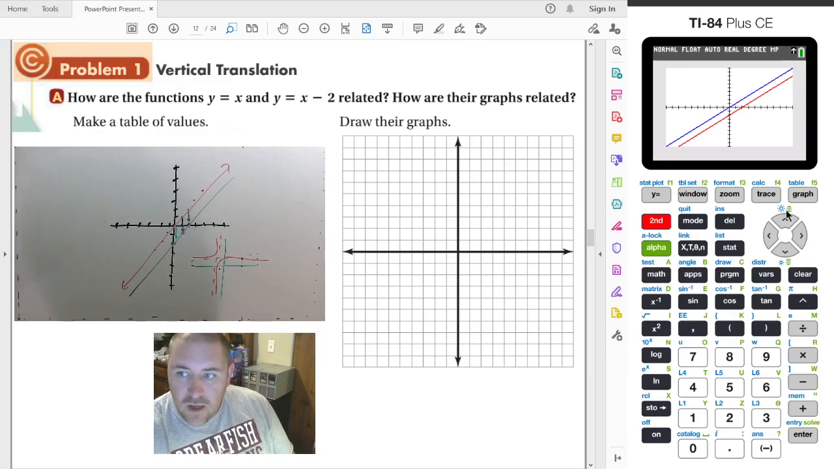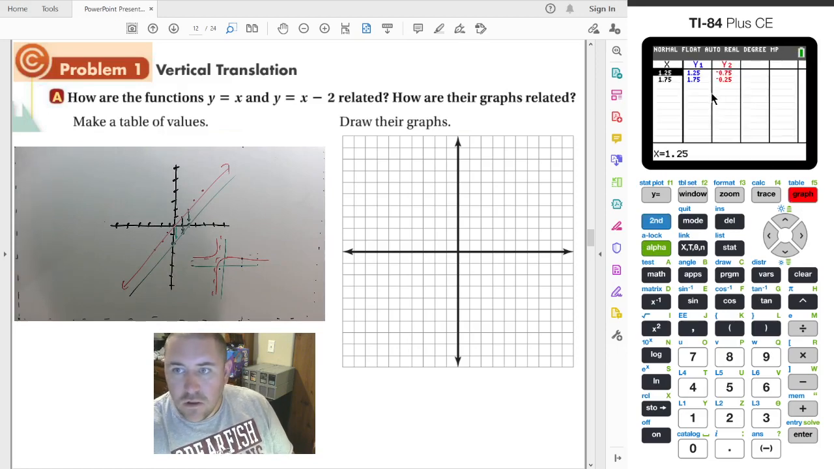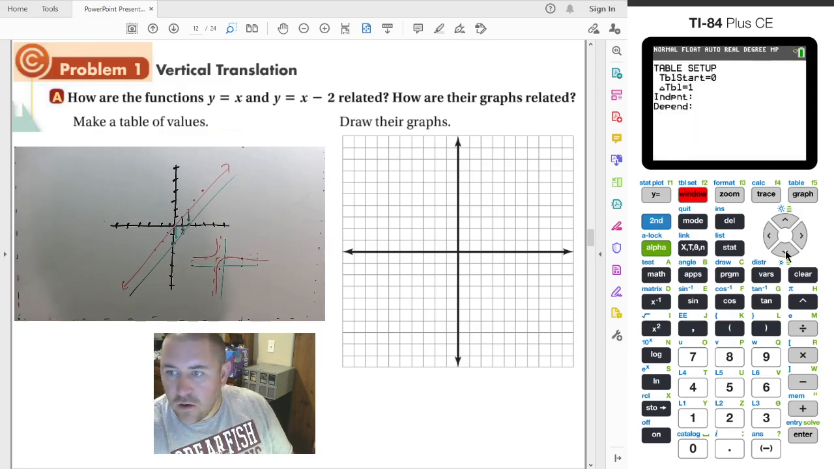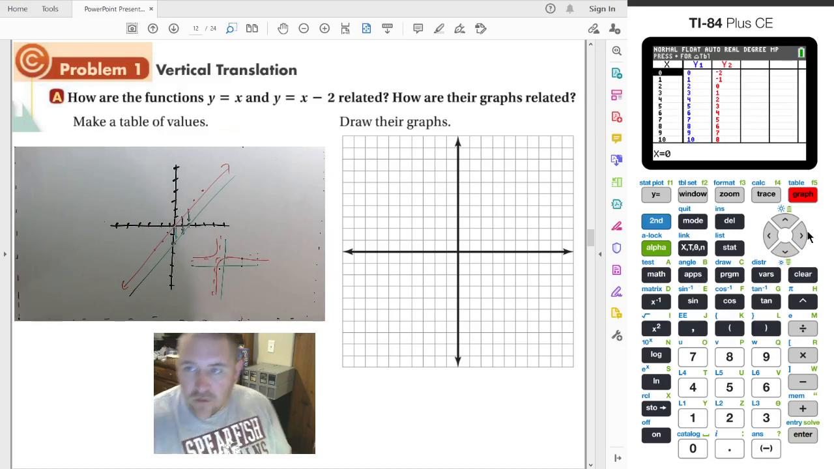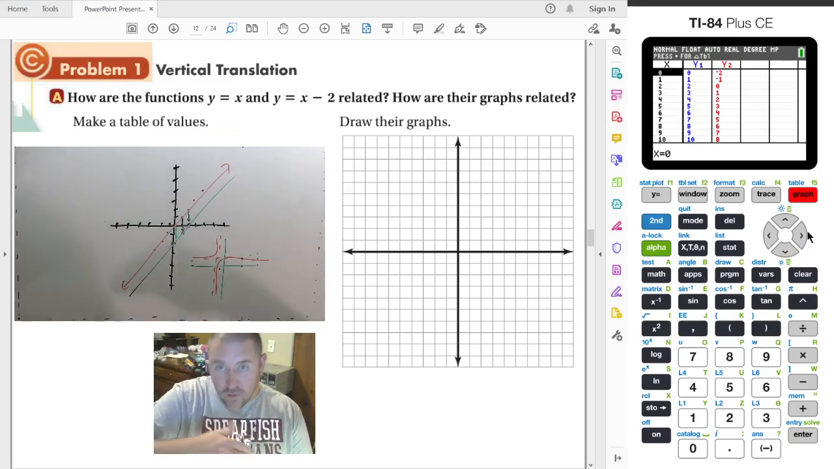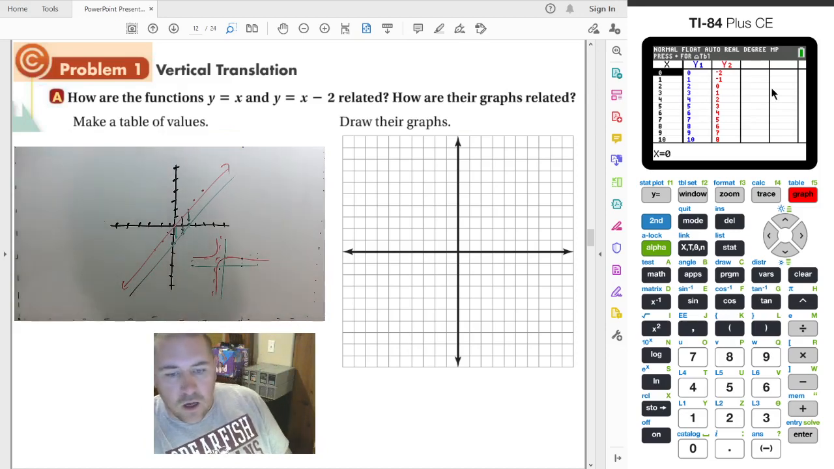If I go to my table, oh, I want this back in auto mode. Okay, there we go. I can literally see 1 and 2, y equals x versus y equals x minus 2. All of them are 2 lower. So way faster if you just do it on the calculator.